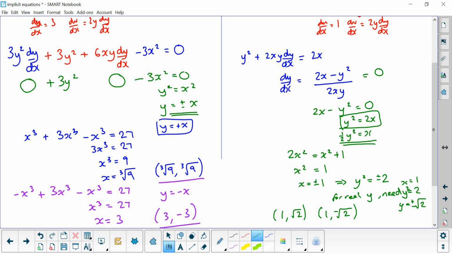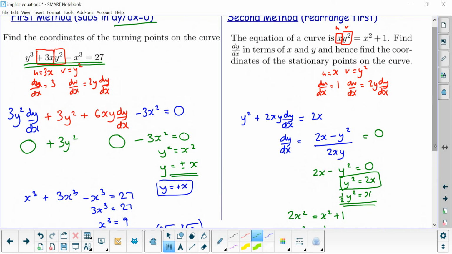So you can choose which method, unless, like in this question, you're directed to a particular version.